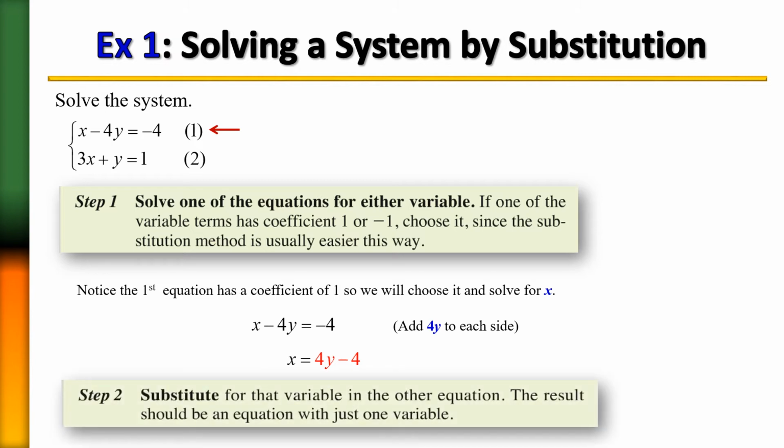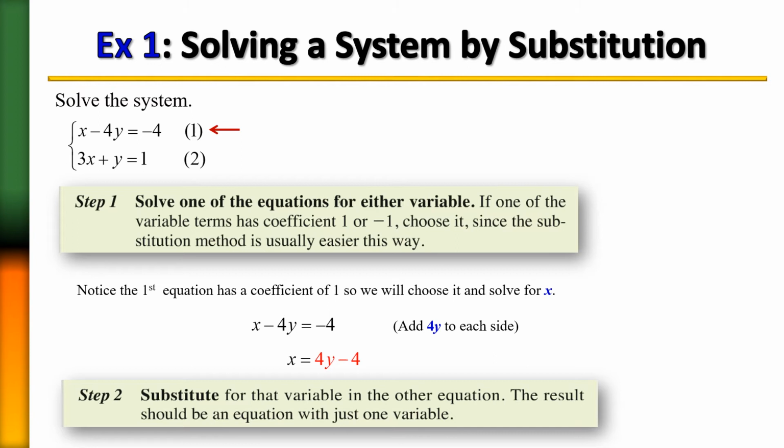Now step 2 is to take that equation, which, by the way, let's call equation number 3, the one that we just created. So we said that x equals 4y minus 4. So what we're going to wind up doing is taking 4y minus 4 and plugging it into the other equation we didn't use, equation number 2. Now you can't ever plug it into the same equation. You have to plug it into the other one.